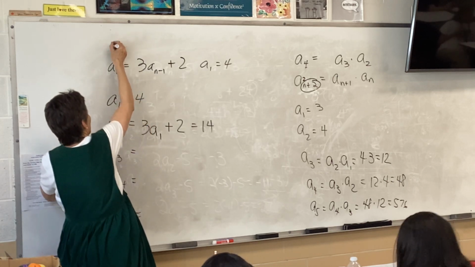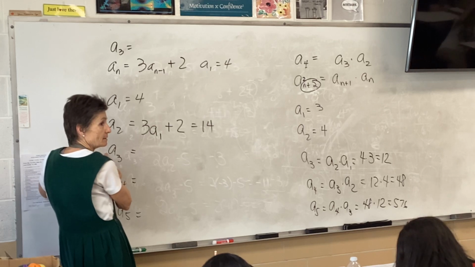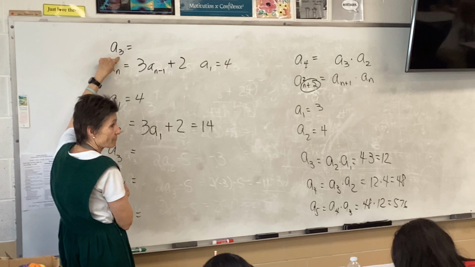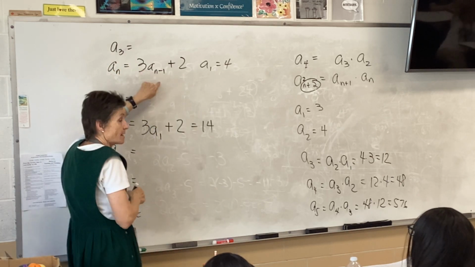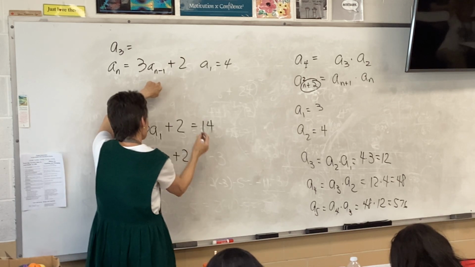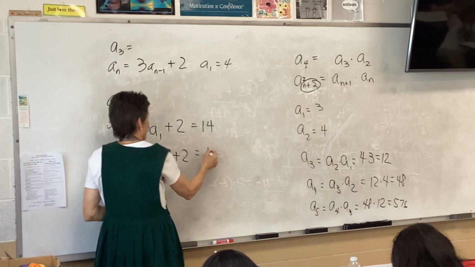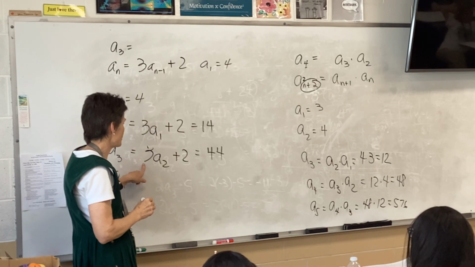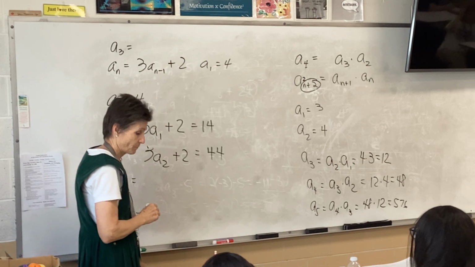Now, I want to find a sub 3. That's my next job, a sub 3. So what's n? 3. So this is going to be 3 times a sub 2 plus 2. So that's 44. 3 times 14 is 42, 44. All right, find the other 2.